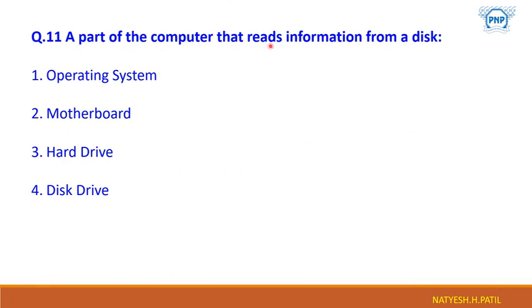A part of the computer that reads information from a disk: operating system, motherboard, hard drive, disk drive. What is this? It is a disk drive. Okay, that's why it is called a disk drive, because it reads information from a disk.